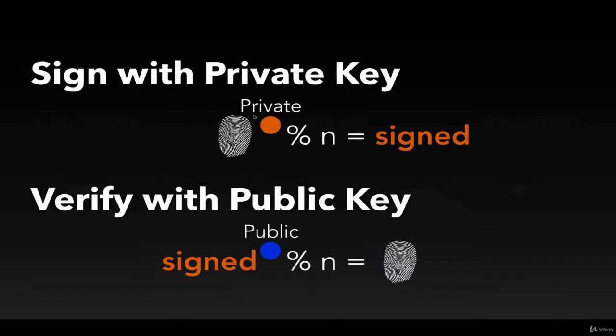So the math ends up looking like this, where we have the fingerprint that we're signing, and then we're taking that result, and then we're using the public key to check or to verify that we get the fingerprint back.